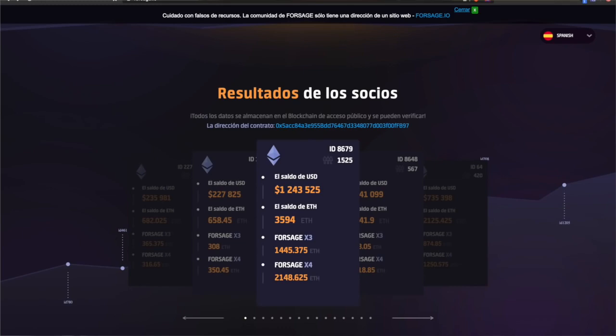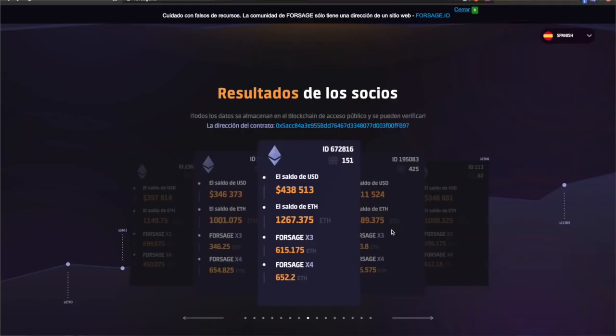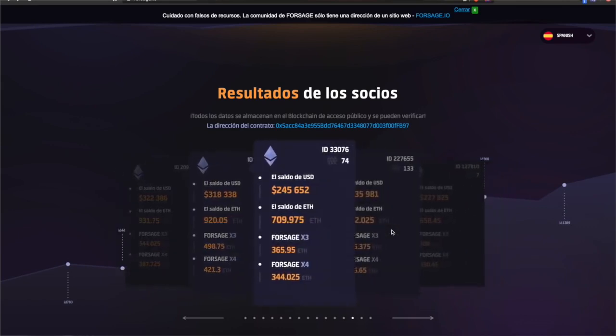The total income of one circle of slots is 17,448,900 Trons. It is $558,364 at the rate of 0.035. And in this calculation, only one circle is taken into account. That is, this is an underestimated figure. In reality, it will be much larger. Many partners who have already earned record sums in Forsage were convinced of this.